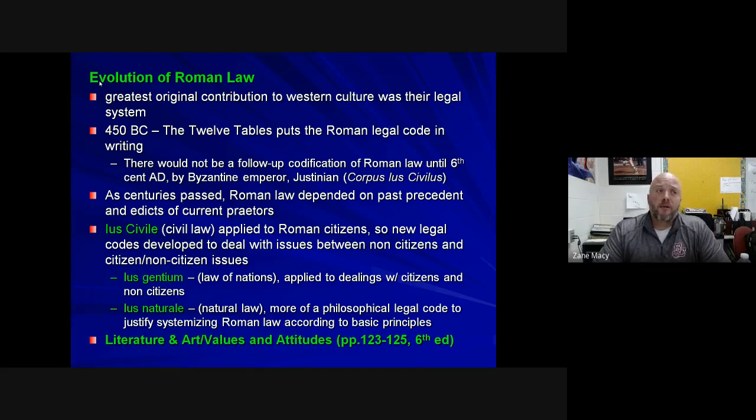The Byzantine Empire was also referred to as the Eastern Roman Empire. Eventually the Roman Empire would get so big it would split in half. You'd have the Western Empire, which was the Roman Empire, and you'd have the Eastern Empire, the Byzantine Empire.